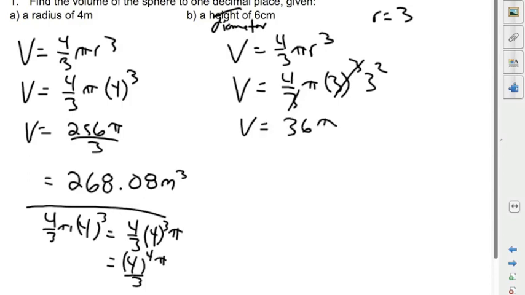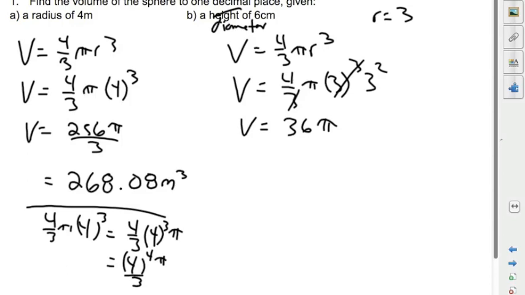Why do you cancel the 3 of the power cube? Because this is really 3 times 3 times 3. I have a 3 on the bottom, so I can cancel one of the 3s. So 3 to the power of 3 becomes 3 squared.